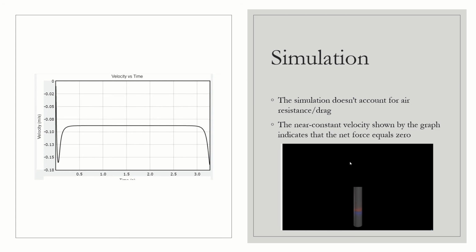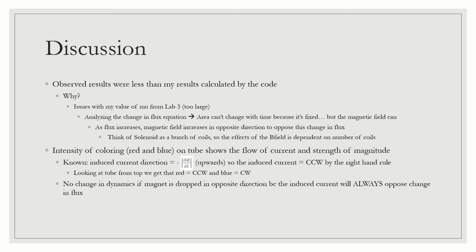For my simulation, we can see to the left the graph that I have for velocity versus time. The line flattens out, which suggests that the near constant velocity shown by the graph indicates that the net force was equal to 0, which makes sense because the magnetic force and the gravitational force should nearly equal 0 because it's causing the magnet to fall a bit slower. However, it's not completely suspended in air. The simulation also doesn't account for air resistance, though, which may have been a factor in my real-life experiment.